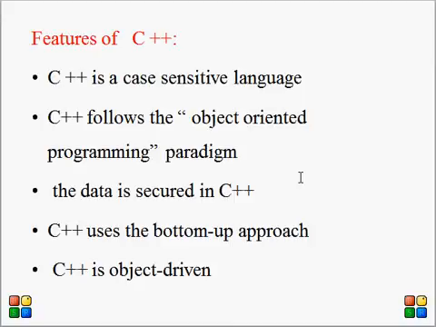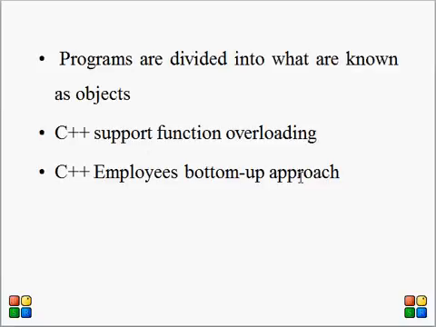Next, C++ is object-driven. If you want to add new functionality to an existing project or program, you can define another class, and by creating an object of that class, you can easily call that functionality. Everything is in the form of objects. In POP, programs are divided into functions. Here programs are divided into objects.